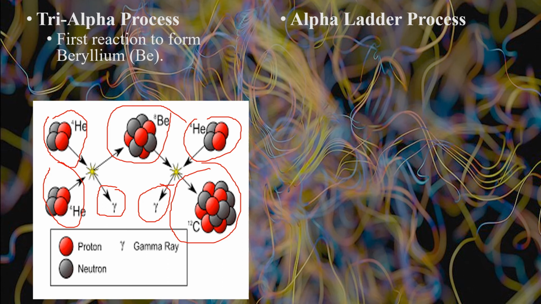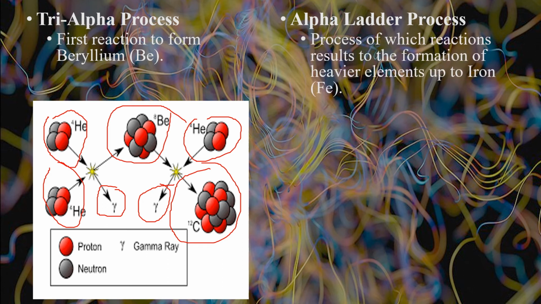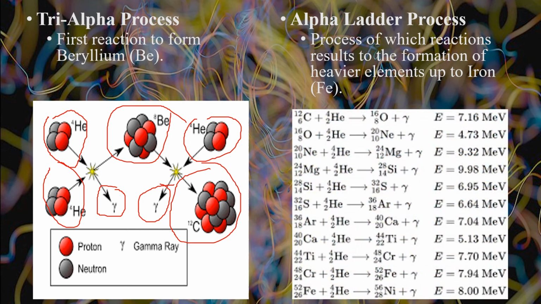So when we say alpha ladder process, it is a process in which reactions result in the formation of heavier elements up to iron. As you can see in this illustration, this is now the carbon. It will only add another helium in order to produce oxygen, and that oxygen adds another helium to produce neon, and so on and so forth.